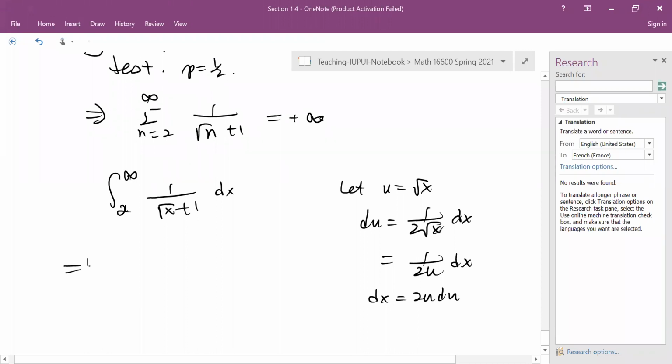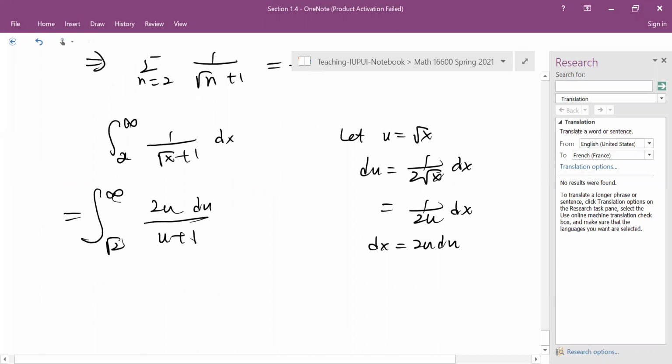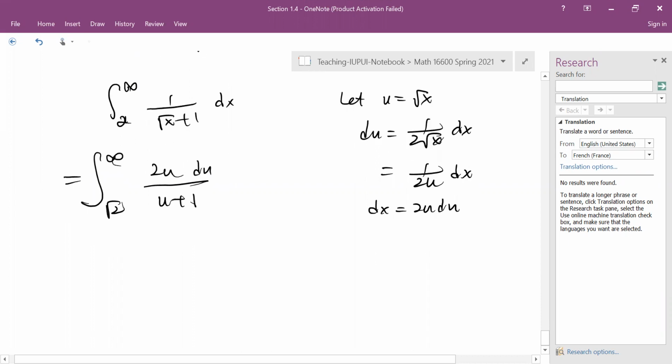Yeah, this is going to be the integral from square root of 2 to infinity, and here u plus 1, dx is 2u du. Whoa, actually we can evaluate this integral. We're just lucky. Okay, then the antiderivative of the above function is also simple to get. How can I find the antiderivative?